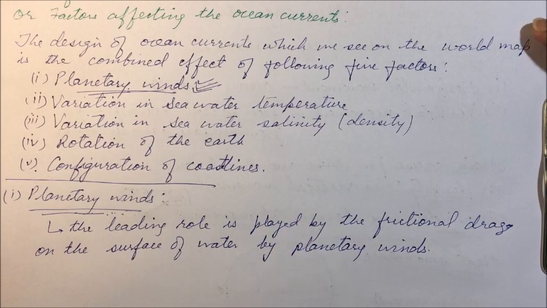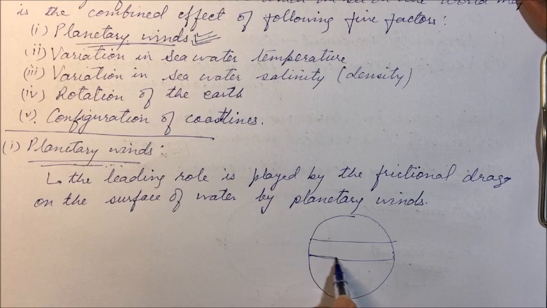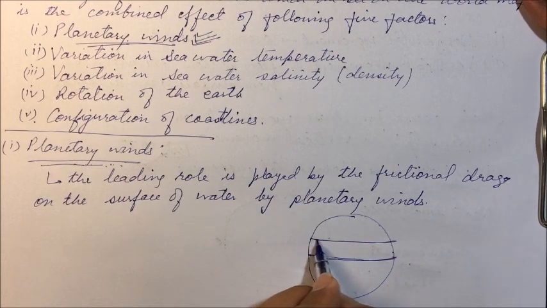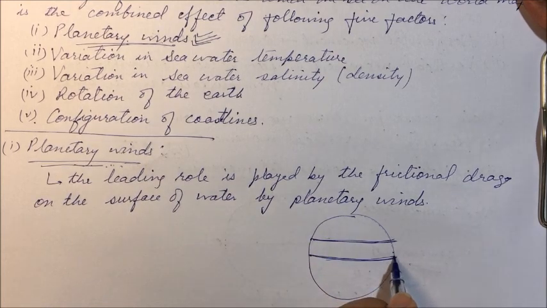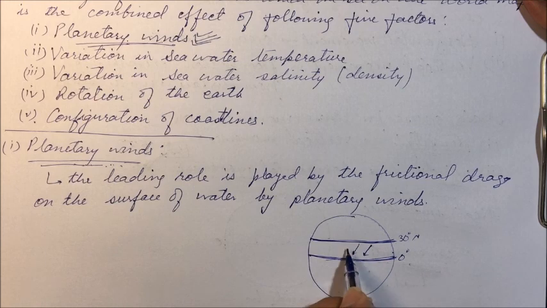So if this is the earth, this is the equatorial low pressure belt, this is the subtropical high pressure belt. So trade winds, because of the Coriolis effect, are deflected towards right. Now because of the same effect, water will get deflected towards right of the direction of these winds. So this will be the direction of the water. So this is how water gets deflected, it gets dragged.